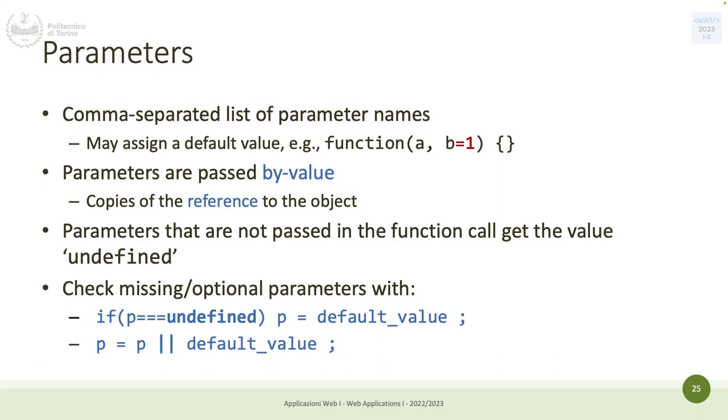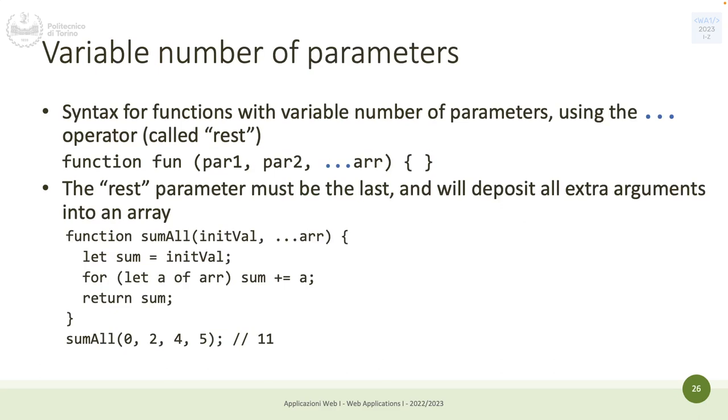And then you have to handle the cases in which you don't have the other parameters, either with the default, like in this case, or with the undefined, or handling the undefined. Like in this case, check if p is equal to undefined, then do something. Where p is a parameter that is missing.